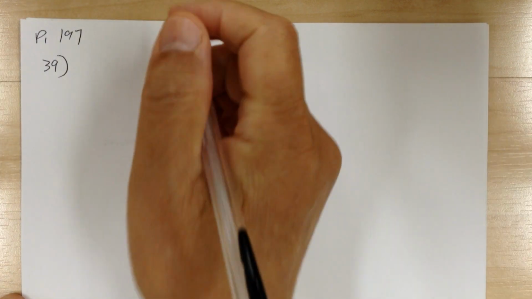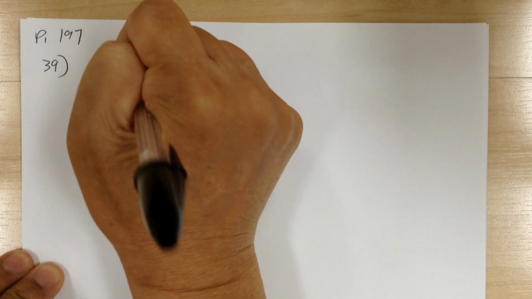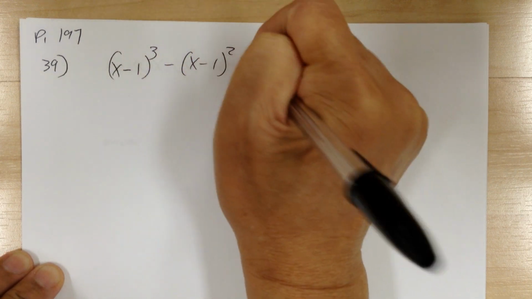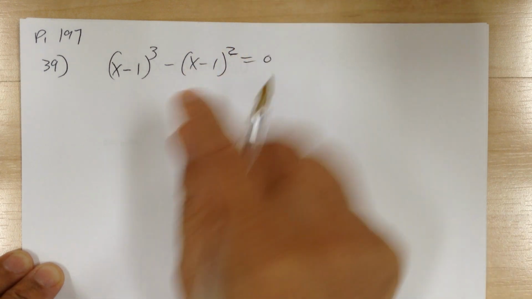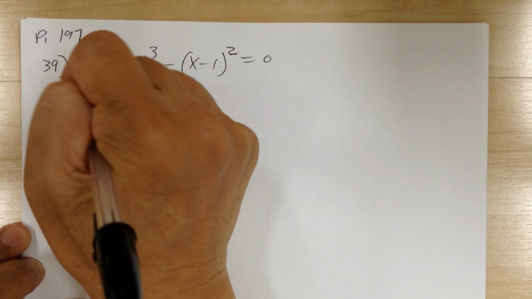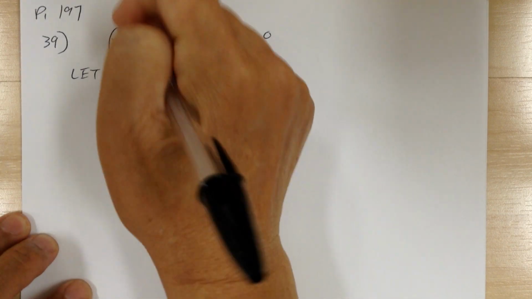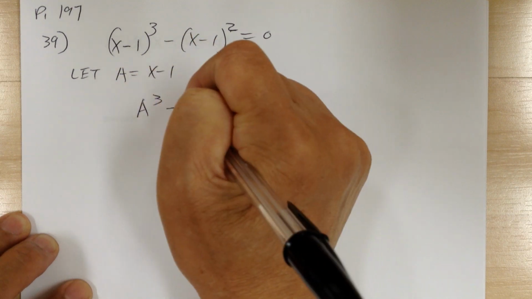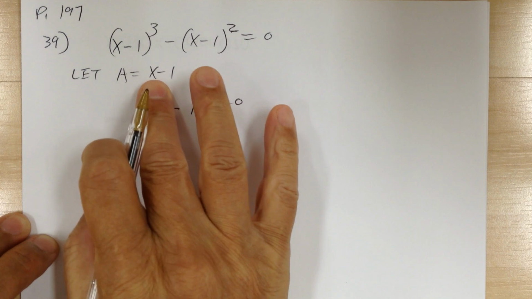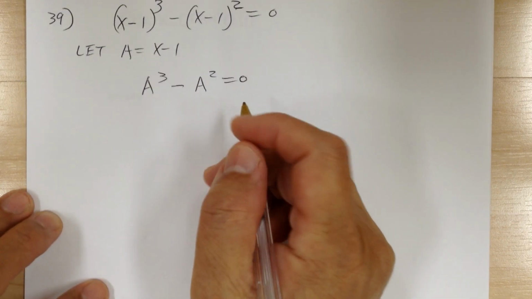Okay, so again, you want to solve and identify all the double roots. So you get (x minus 1) to the 3 minus (x minus 1) squared equal to 0. When things get messy, you can use a substitution. Let a equal x minus 1. So this becomes a to the 3 minus a squared equal to 0. You don't have to do this, but if you get confused easily, do that, and it will make things a lot easier.